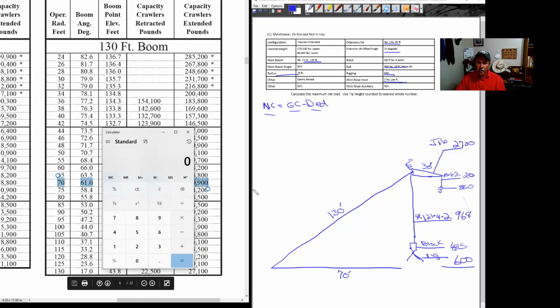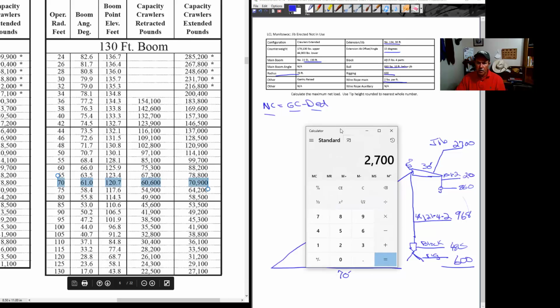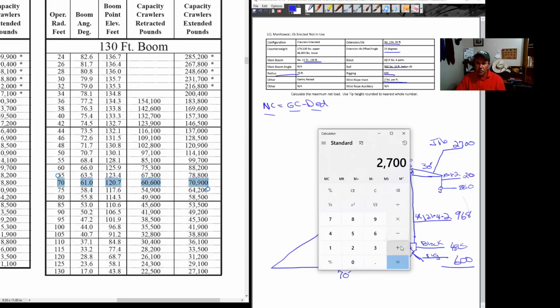Bring our calculator back up, starting at the top of our column, 2,700. Pull this over here a little bit. 2,700 plus 20 plus 860 plus 968 plus 4815 plus 600. 9963, and I'm going to double check that just like I double checked our other calculation previously.